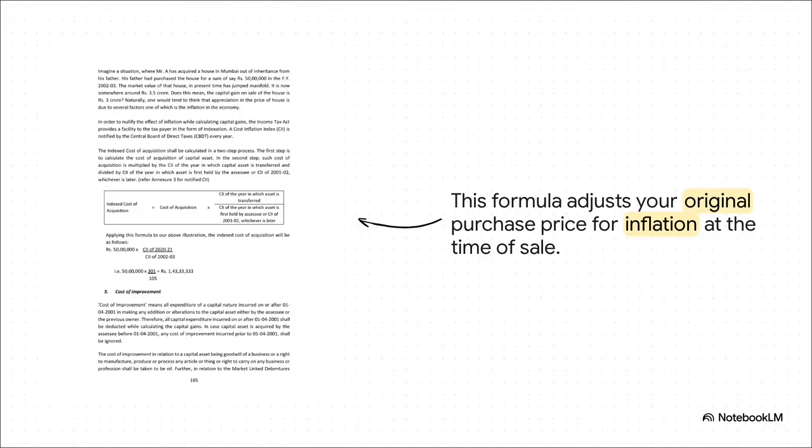Now, this formula might look a little intimidating, but trust me, the logic is simple. You're just taking your original cost and multiplying it by a fraction. That fraction is the cost inflation index, or CII, for the year you sell, divided by the CII for the year you bought it. Let's see it in action with a real example.